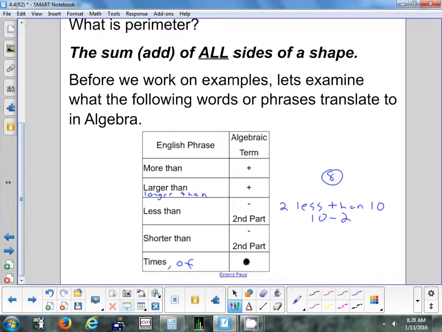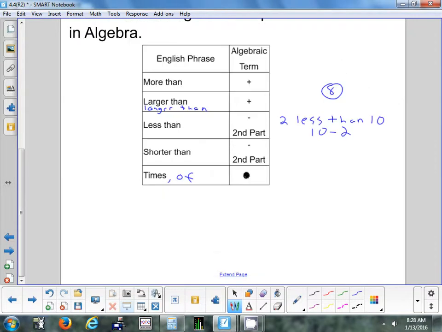And I also added the word of. So if you saw something like the width is 1/4 of the length, of means multiply. I think we said this too longer there, and I just added that. Do you guys have any questions on those key phrases?